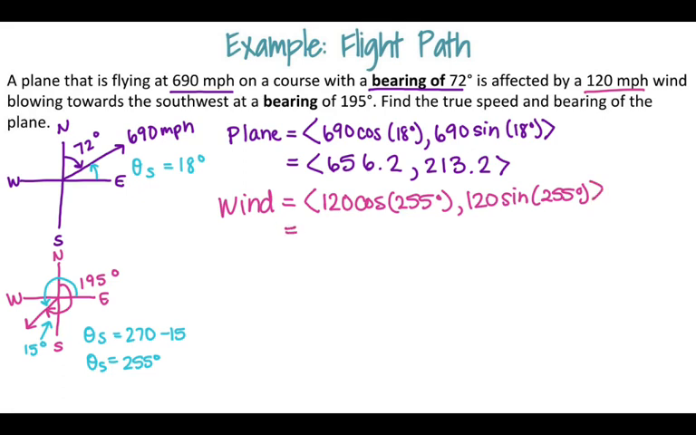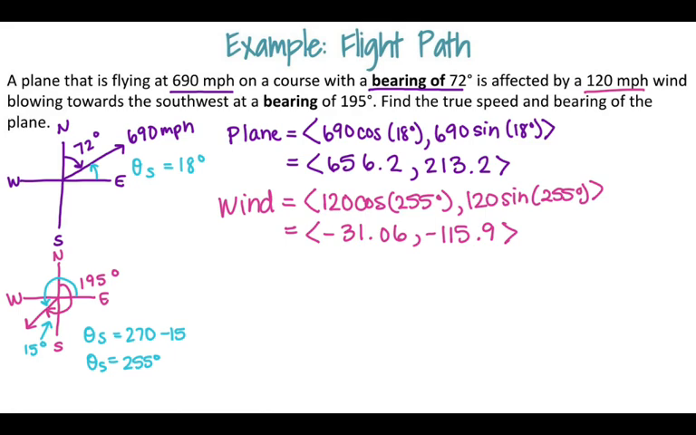And then we can go ahead and find these individual components. So 120 cosine of 255 is negative 31.06. And the vertical component, 120 sine of 255, is negative 115.9.